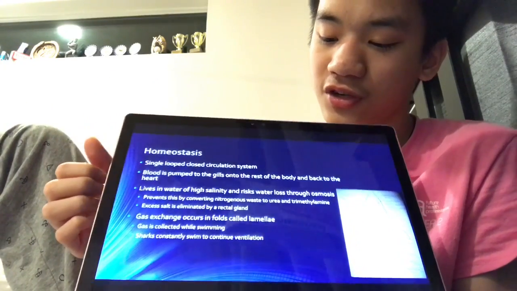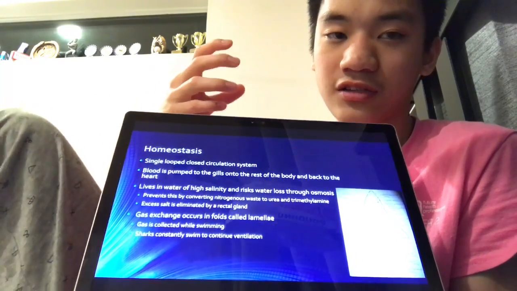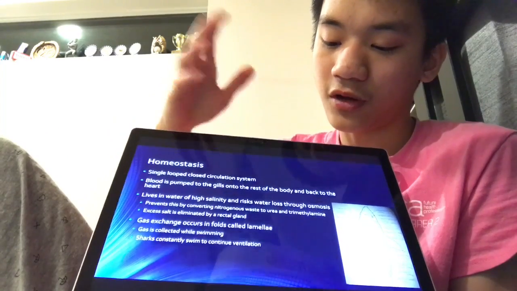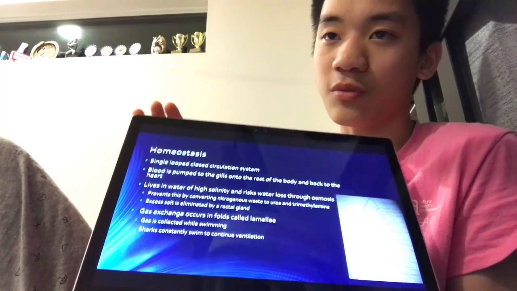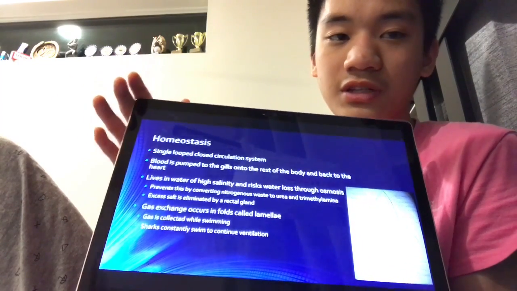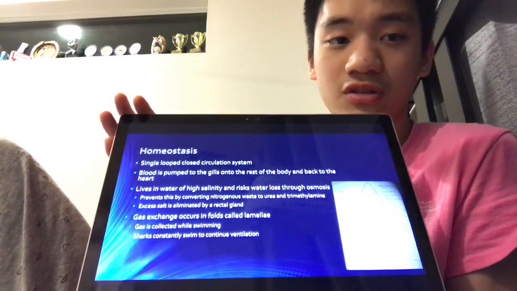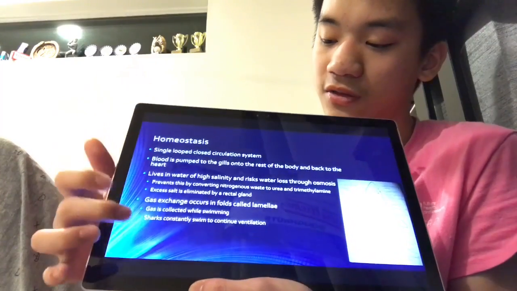Spiny dogfish sharks collect oxygen through folds called lamellae on their gills, and they do this by swimming to reventilate their gills and collect new oxygen, and that's why sharks are always swimming, so they can reventilate their bodies.